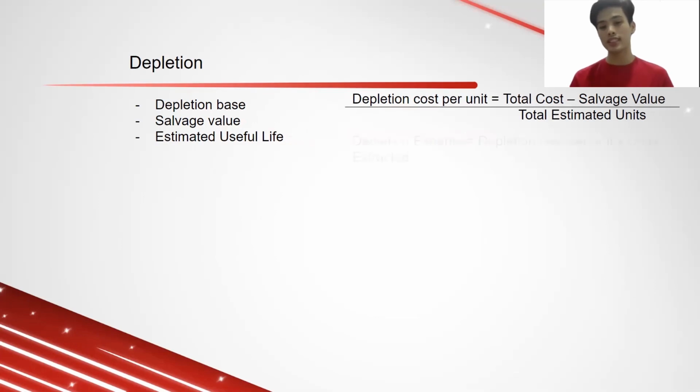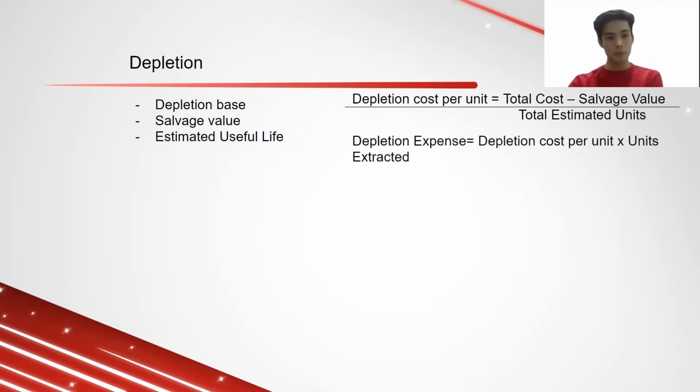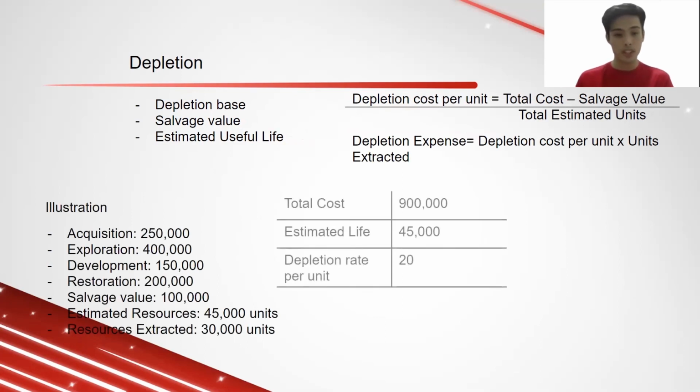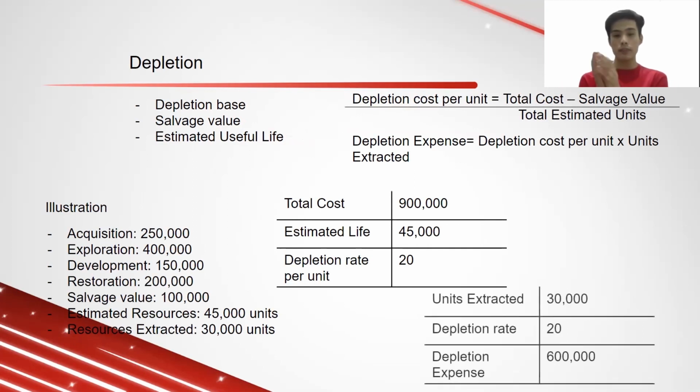Now, to give it more thought on a deconstructed illustration, first you get the depletion cost per unit: total cost, which is the 4 costs, minus the salvage value divided by the estimated useful life, and you get the depletion rate per unit. And after that, in order to get the depletion expense, you multiply the depletion rate per unit by the actual resources extracted, and you get the depletion expense.